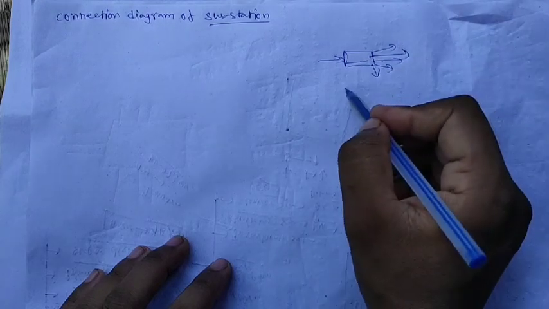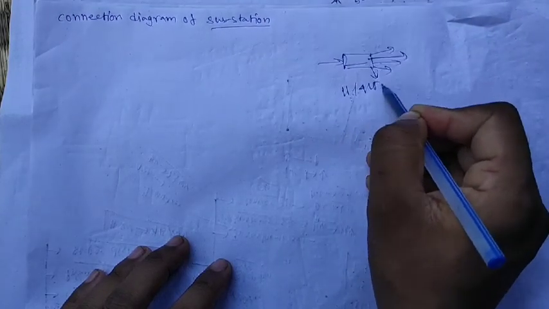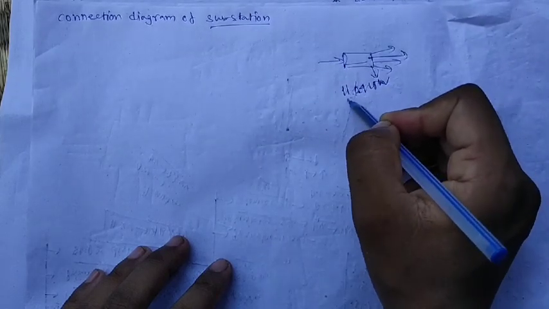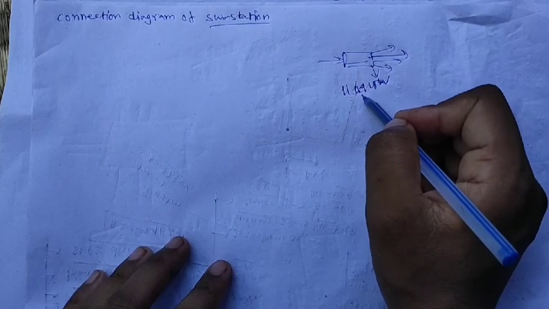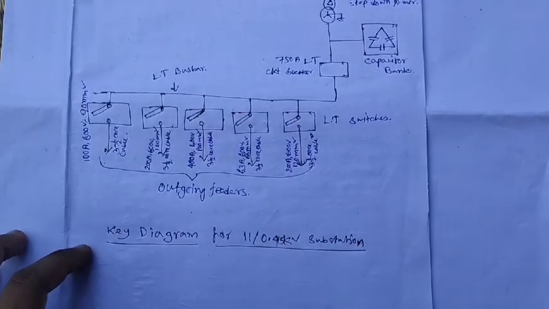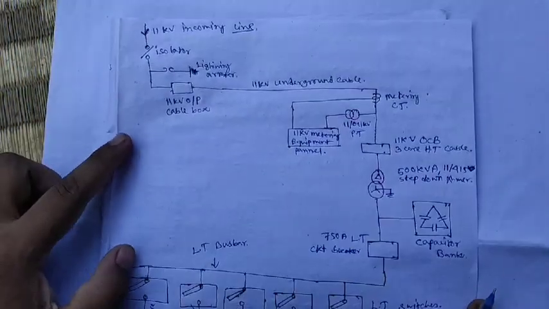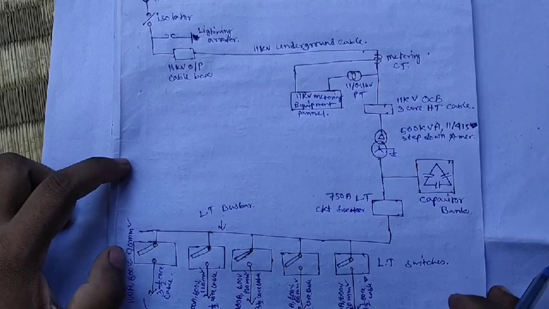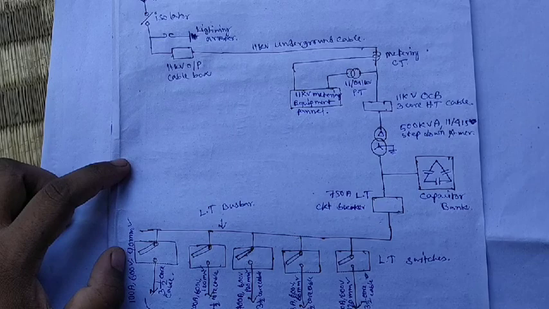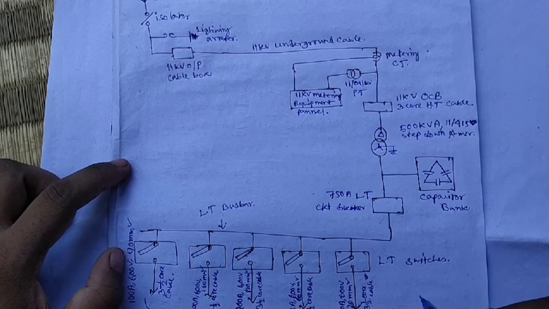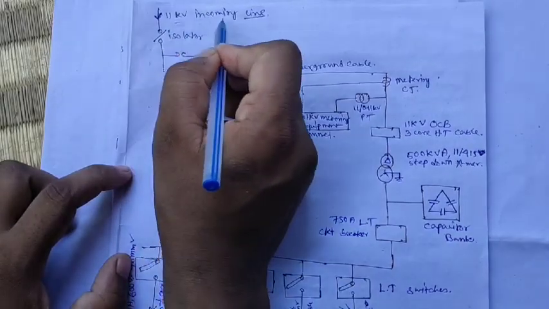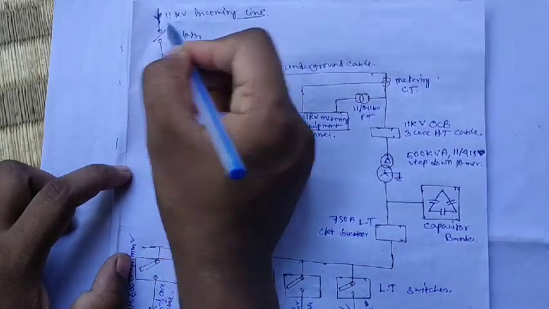I am drawing a 11 by 0.415 kV substation. That means 11 kV is the input and the secondary output is 415 volt. Basically this arrangement is used in a 11 by 415 substation. So first of all, we see that the 11 kV line is the incoming line of a substation.